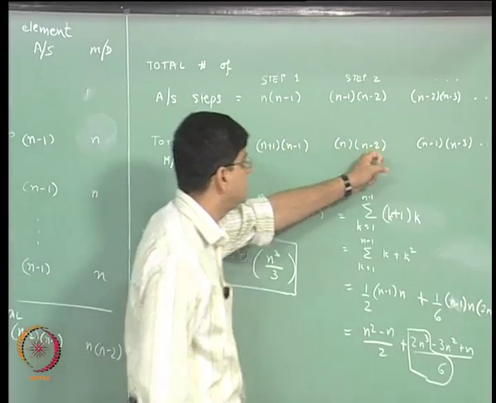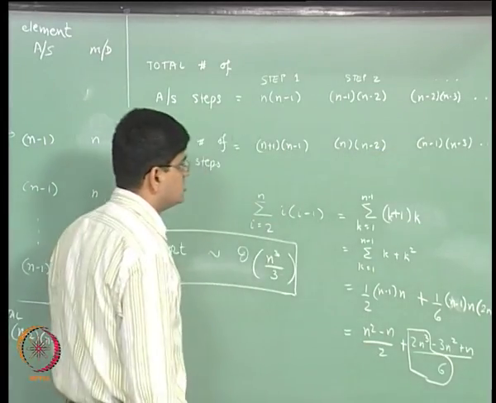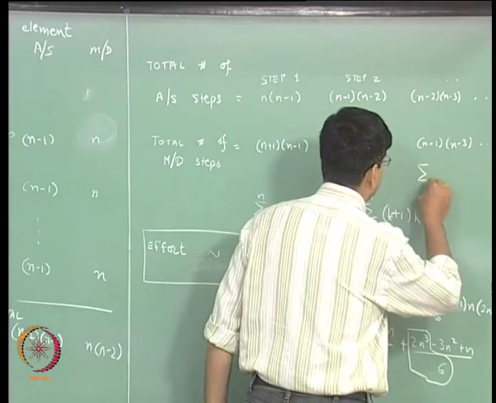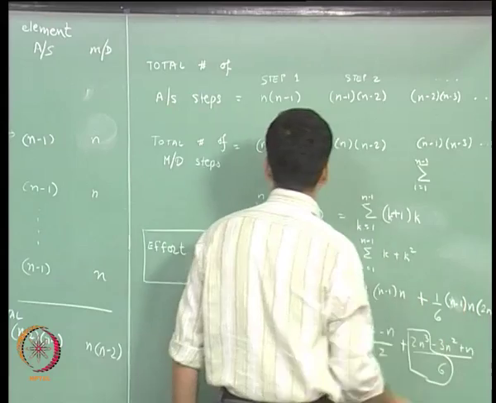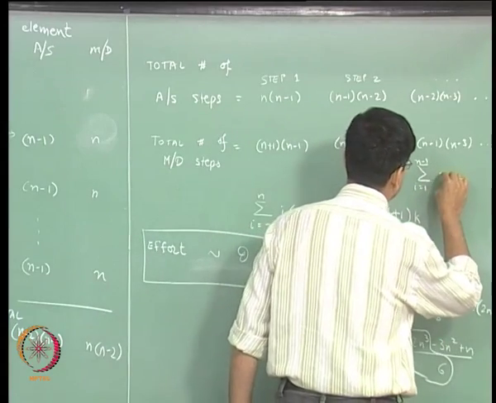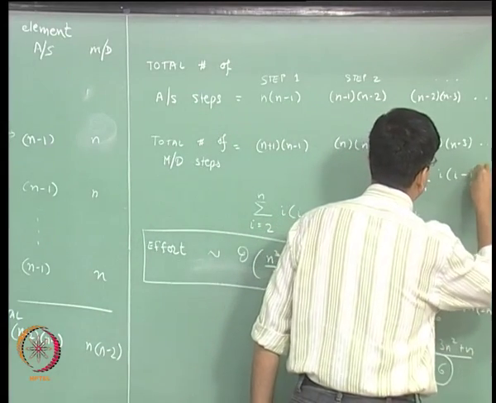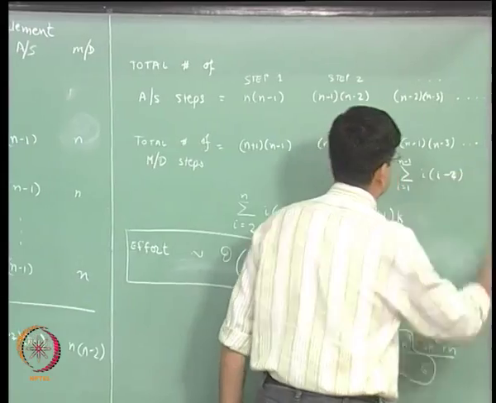Okay. And the total number of multiplication division steps is n minus 1 multiplied by n plus 1, n minus 1 multiplied by n, n multiplied by n minus 2 and so on and so forth, which we will be able to write as summation I equal to 1 to n minus 1 of I multiplied by I minus 2.